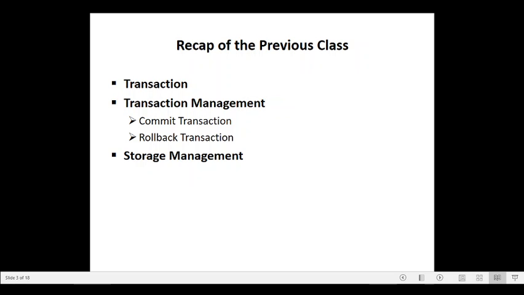Let's revise the content of the previous session. We understood what a transaction is and how transaction management is done. We understood different states of transaction. We understood what a commit transaction and a rollback transaction are, and what is the meaning of storage management.